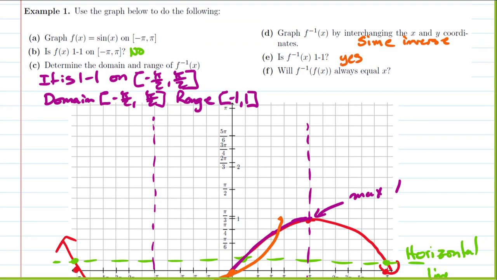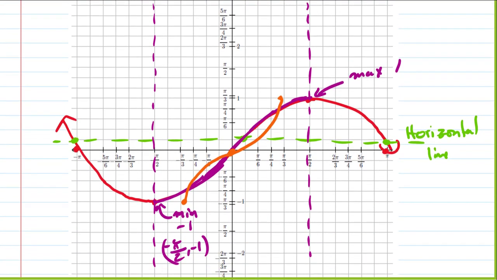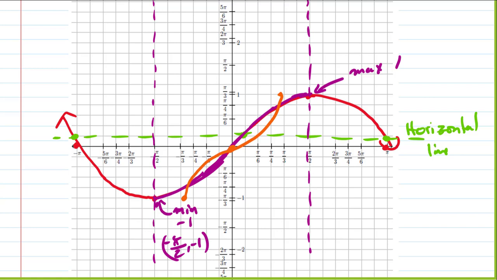And then the last question is, will f inverse of f of x, or sine inverse of sine of x, always equal x? And the answer to that question is no. Because if I were to pick this point right here, it has ordered pair pi comma 0.